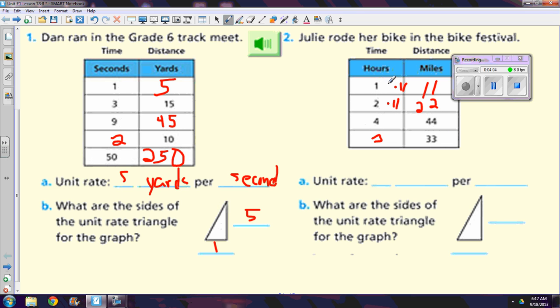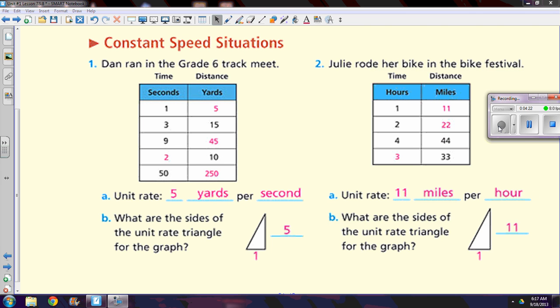Unit rate here, remember it's 11 miles per hour, down to 1 unit rate. So it would be 1 to 11. All right, so all filled out. You should have 1A, B and 2A, B completed. And now if we were to graph 1A and B and 2A and B, what would that look like?